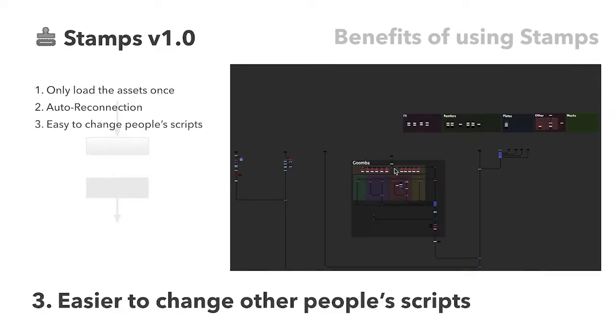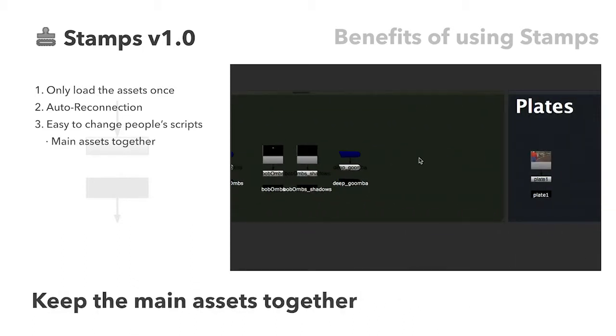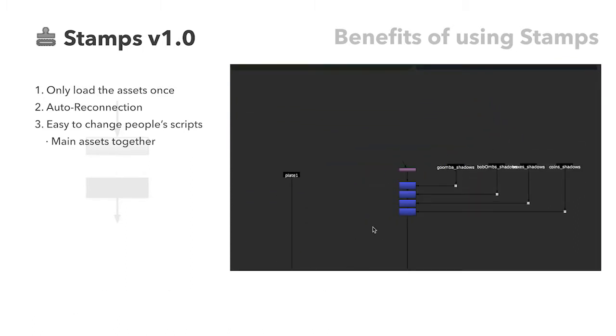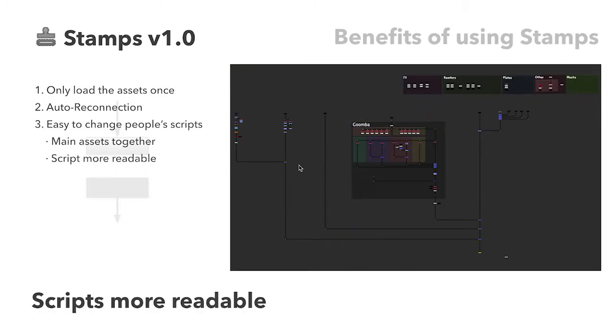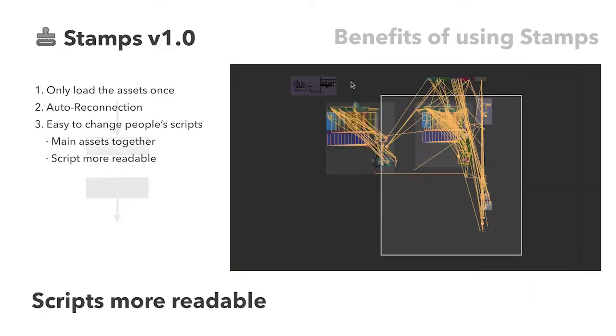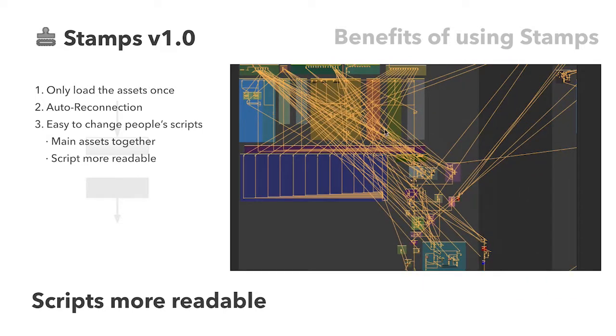Also, making changes on the script from another compositor or using it to adapt it to your own shot becomes a lot easier, because as the main assets like renders or rotos are together, you don't need to go through the entire script fishing for assets or checking if you missed something. Also, the script itself will be a lot more readable, because the amount of non-relevant lines in the script will be substantially lower. It will avoid dot spiderwebs and allow for cleaner and smaller comp scripts.